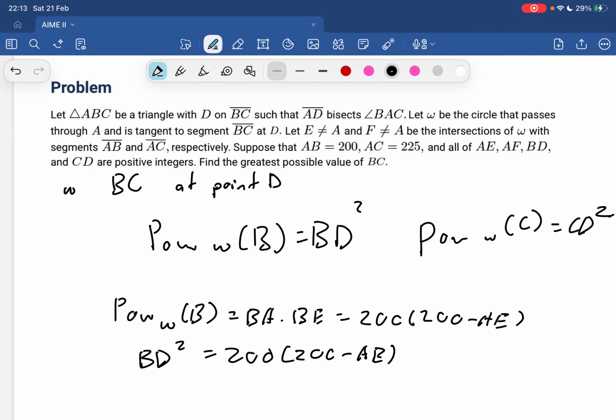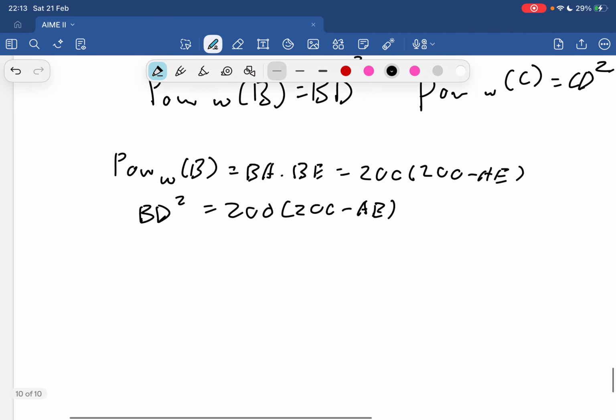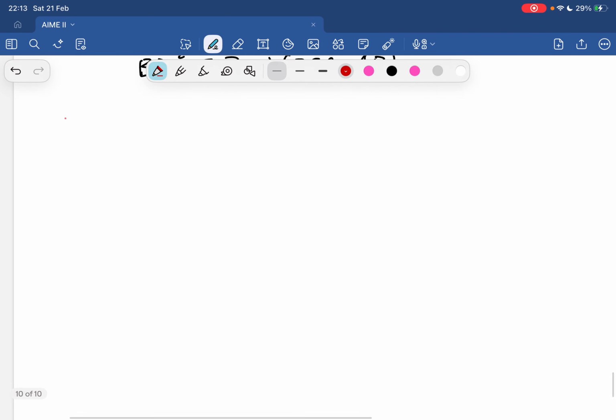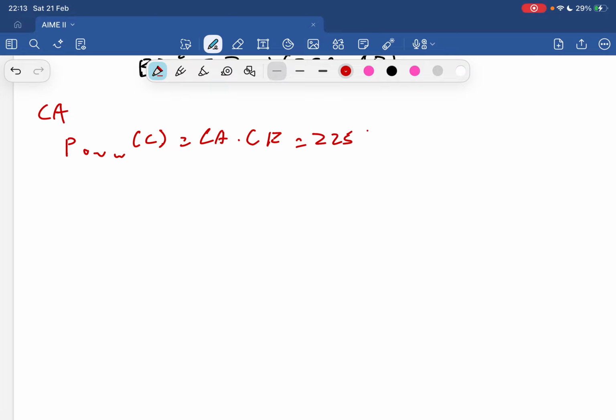Now, similarly, line CA intersects omega at A and F. So the power of omega at C equals CA times CF, which equals 225 times (225 minus AF). Therefore, CD squared equals 225 times (225 minus AF).